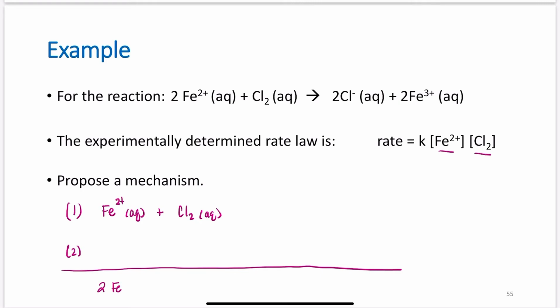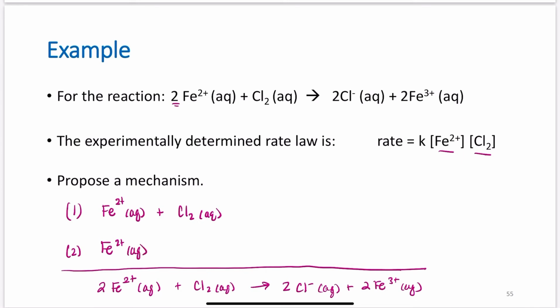And overall, they're going to add up to my overall reaction. So 2Fe2+ plus Cl2 aqueous, giving me 2Cl minus plus 2Fe3+. And overall, I have to add up to that, right? Well, I've only used up one Fe2+, and I've got to have two. So there must be another one here.